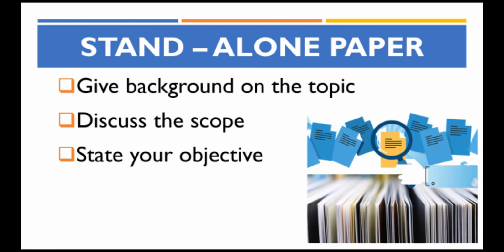However, if you are writing a standalone paper, give some background on the topic and its importance. Second, discuss the scope of literature you will review, for example, the time period of your sources. And last, state your objective. For example, a new insight you will draw from the literature.